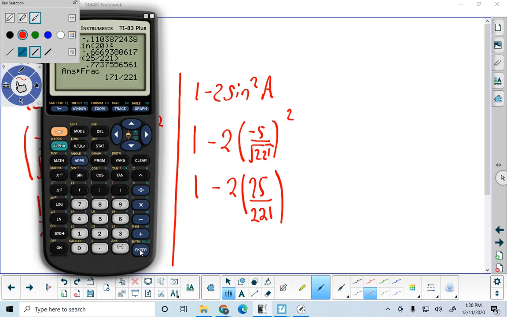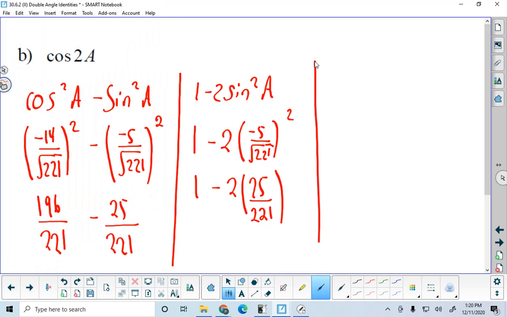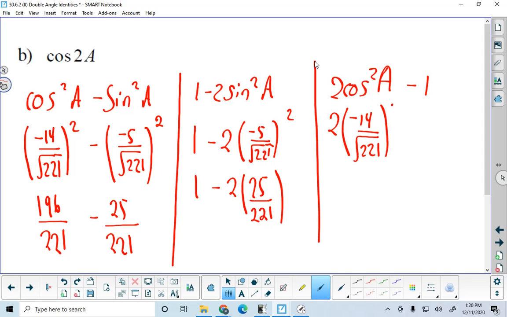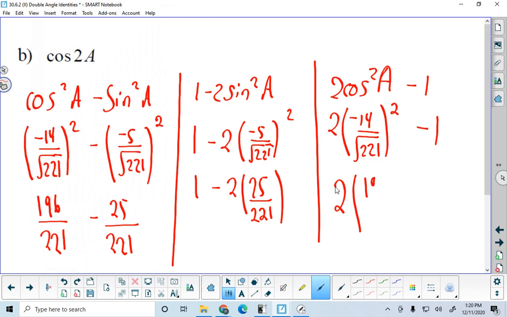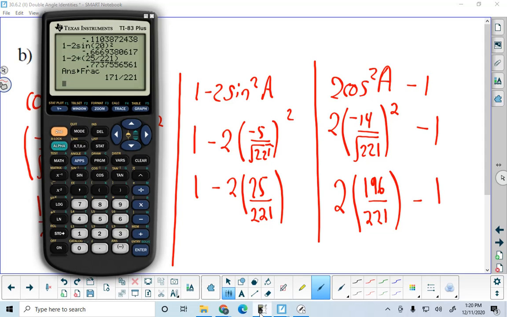Cosine of 2 theta is also equal to 2 cos squared theta minus 1. This would be 2 times negative 14 over root 221. This is the cosine in brackets, squared, minus 1. I'll do one more step. This is 2 times 196 over 221 minus 1. So 2 times in brackets, although they're not needed, 196 over 221 minus 1.